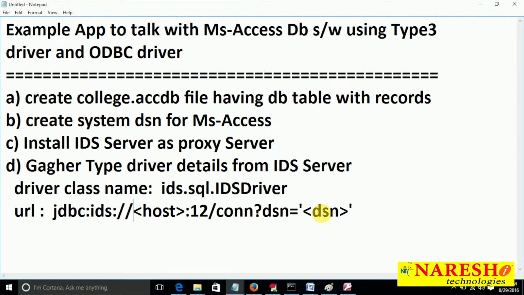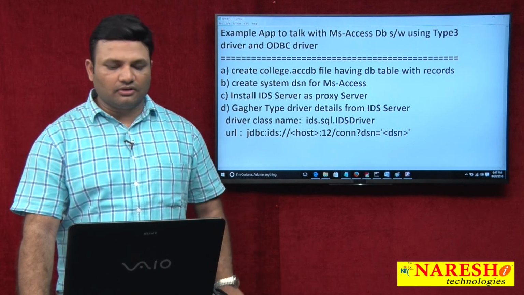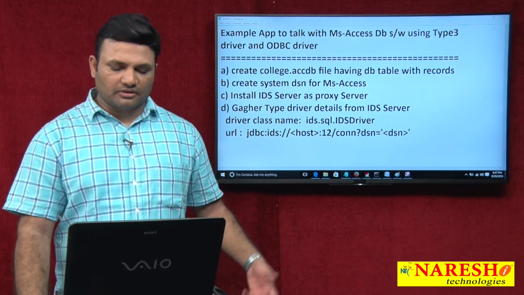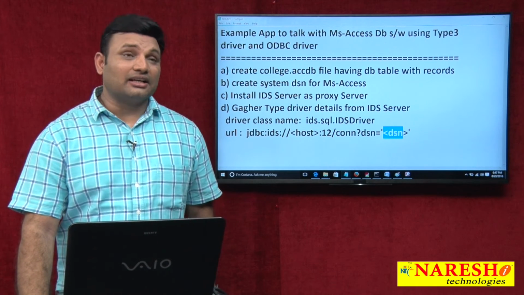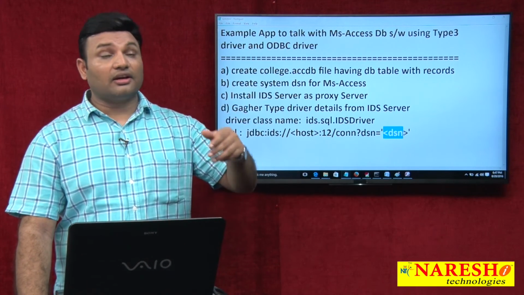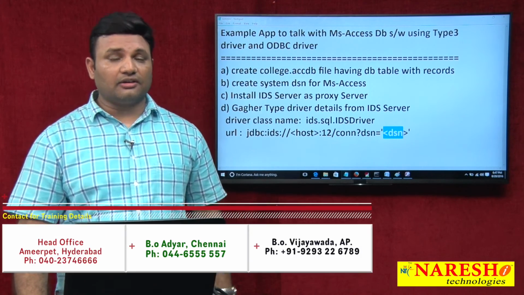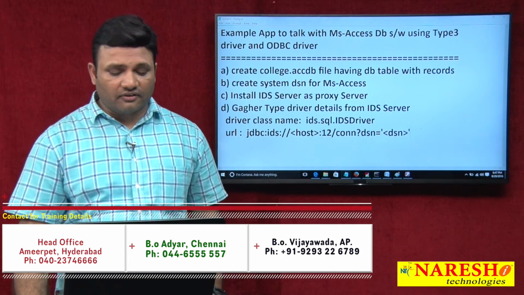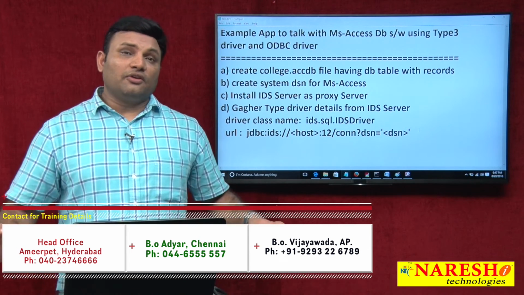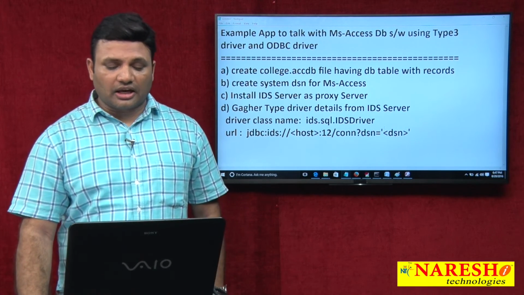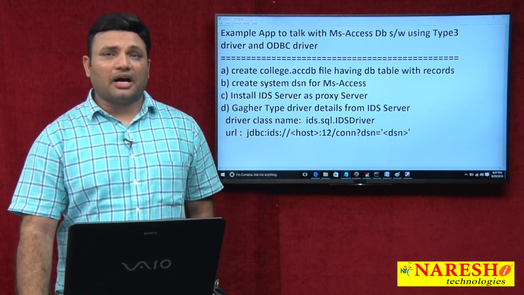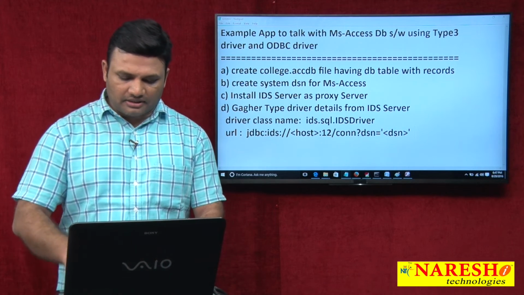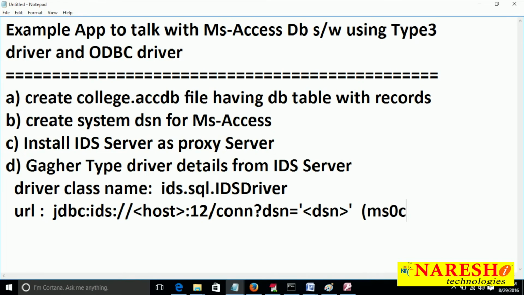DSN is equal to DSN. DSN is also a fixed query string name, I mean it's a request parameter name. So here I have to pass what? DSN. DSN means whatever ACC DSN we created for the Microsoft Access driver, that you have to pass. If it is Oracle kind of thing, along with the DSN you should also pass username and password. This is for MS Access.